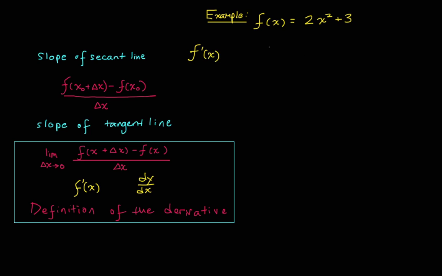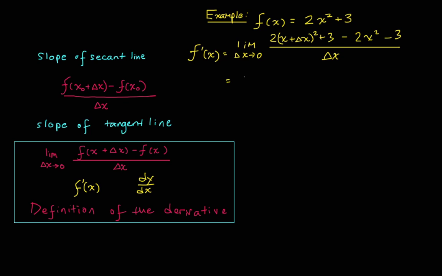All right, we're going to use our definition here. We take the limit as delta x approaches 0. And we write our original function, but wherever we have x, we're going to write x plus delta x, so 2 times x plus delta x, all squared, plus 3. And then we're going to subtract the original function, so we're subtracting 2x squared, and we also have to subtract the 3. Okay, and then all of that is divided by delta x.